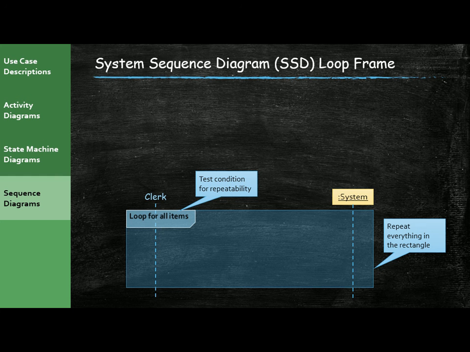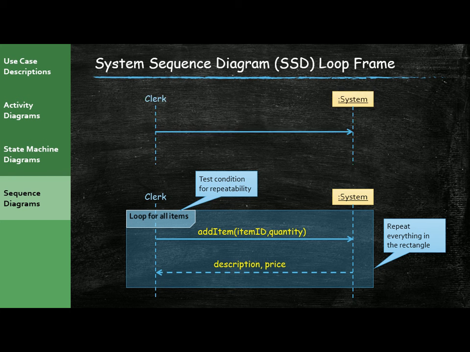In the frame we have a test condition for repeatability in that little note you see up at the top. So we always have to have the condition. In this case, the condition is for all items. So for all the items that have to be ordered, we're going to loop for each one of those items that we have. And until we have no more items, we're going to keep looping. So each time we still have an item to be added, we're going to add the item, and we're going to send the item ID and the quantity to the system. The system is then going to return a description and a price. So this is one way that you could diagram the looping condition for adding items.